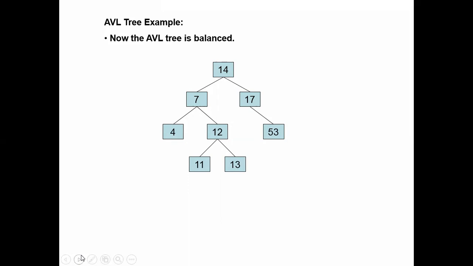Okay, now we'll insert 8. So this is the next example we are going to see now. Our tree is balanced. Now we'll focus on the next node, that is we have to insert 8. So what type of operation we have to do, we'll see.